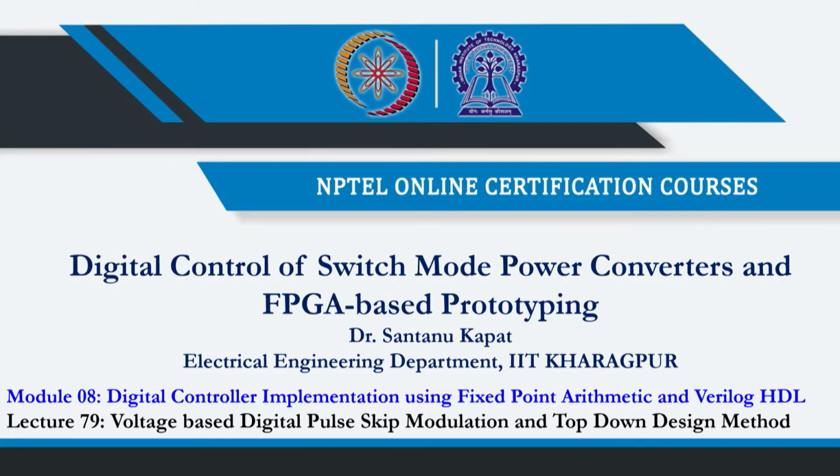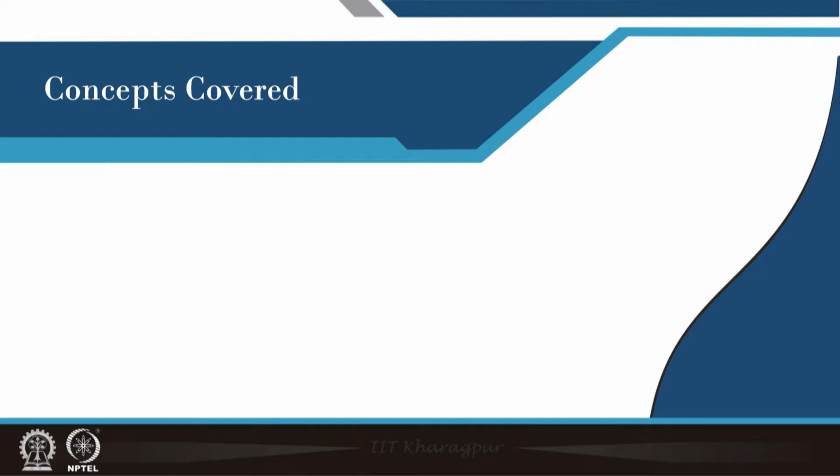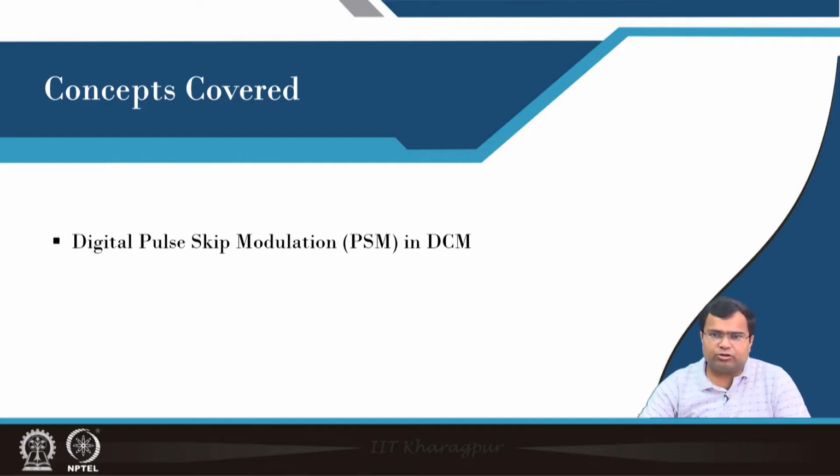Welcome. In this lecture, we are going to talk about voltage based digital pulse skip modulation and top down design method. So, here we will talk about digital pulse skip modulation in discontinuous conduction mode, and we have discussed in lecture number 50 that this pulse skip modulation technique comes into picture when the converter operates in light load, particularly in discontinuous conduction mode, where we want to save losses, switching losses, and by that way we are trying to improve the light load efficiency.